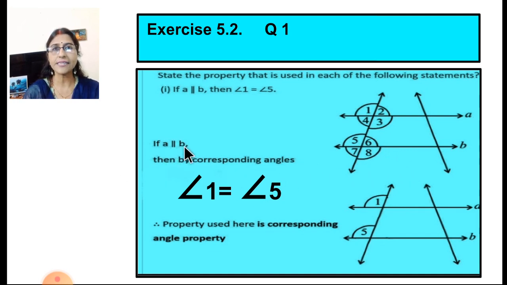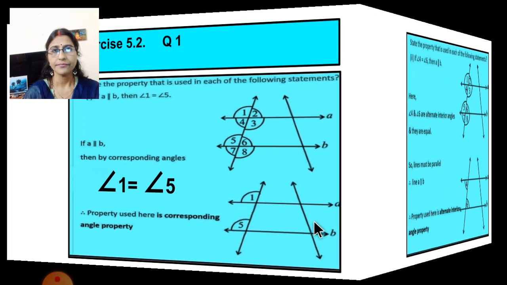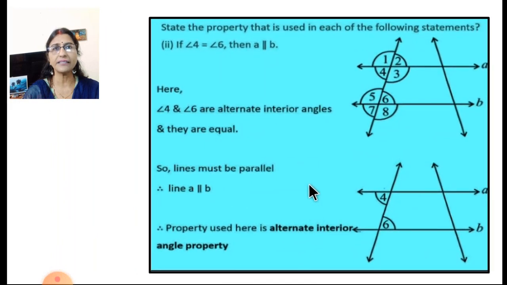Now here, if A is parallel to B, then by corresponding angles, you can see here angle 1 is drawn separately, angle 1 and angle 5. They are corresponding angles. So by corresponding angles, angle 1 is equal to angle 5, as it is given A is parallel to B. So when A is parallel to B, angle 1 will be equal to angle 5, which are corresponding angles. Therefore, the property used here is the corresponding angle property, because we have learned when the lines are parallel, the corresponding angles are also equal. So here angle 1 is equal to angle 5. Now the second part of the same question, state the property.